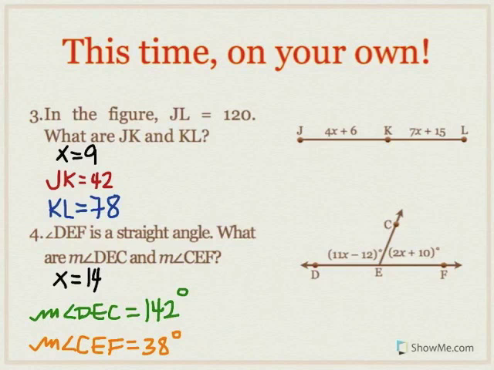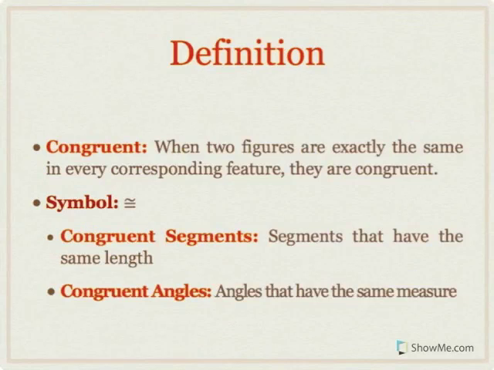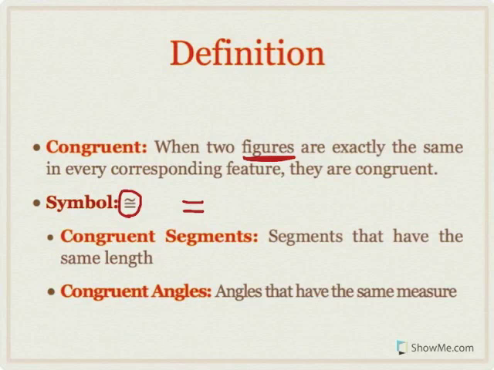How did you do? Let's just do a really quick definition here. The definition of congruent simply states that two figures are exactly the same in every corresponding feature. Now notice that this deals with figures, as in segments, or angles, or squares, or rectangles, or triangles. We're not talking about numbers. The symbol for it can easily be written by writing an equal sign and then putting the little squiggly over the top. It's called a tilde if you want to know.